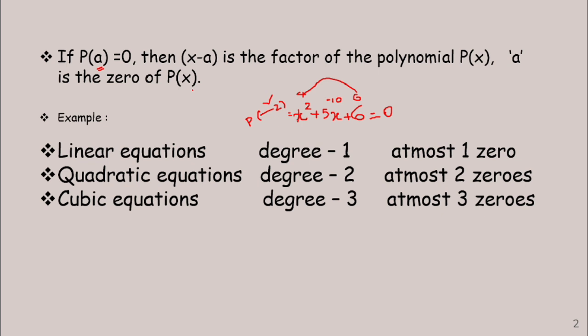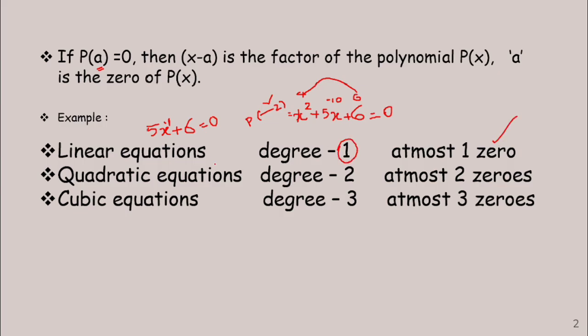Then whenever you have a polynomial, the degree of the polynomial will be equal to the maximum number of zeros of the polynomial. For example, a linear polynomial, 5x plus 6, is about one variable. For this, what is the value of x? 5x equals minus 6, so x is minus 6 by 5. So x has only one value because here the power of x is 1. So for a linear equation, the degree is 1, so it has at most 1 zero.